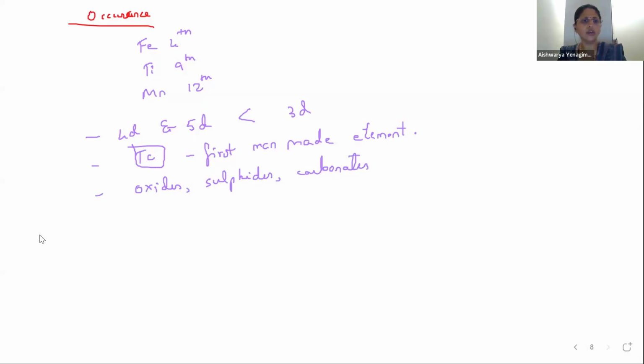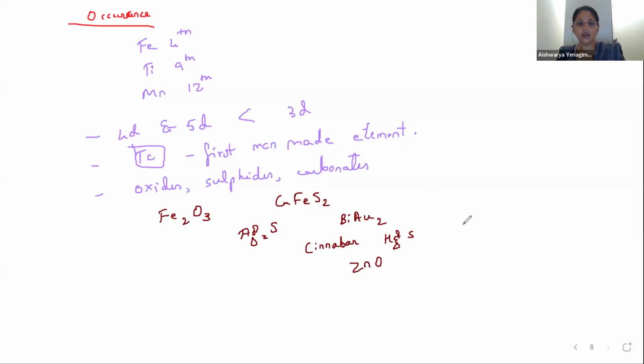For example, you already know iron: hematite, the ore of iron, Fe2O3. Then CuFeS2, copper pyrites, chalcopyrite. Then silver Ag2S, silver glance. Then you have bismuth aurite, gold. Then mercury, cinnabar, HgS. Then zinc, ZnO, oxide. Then Mn, it is MnO2, pyrolusite. These are all the ores of different transition elements. You can see they are found either as oxides or sulfides, and some also in carbonate form.